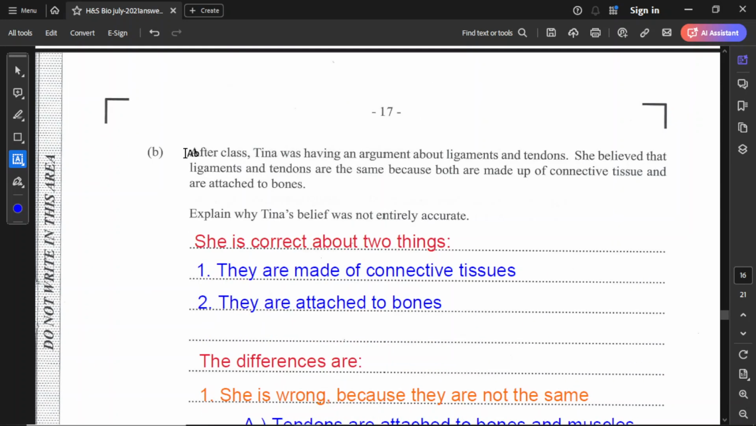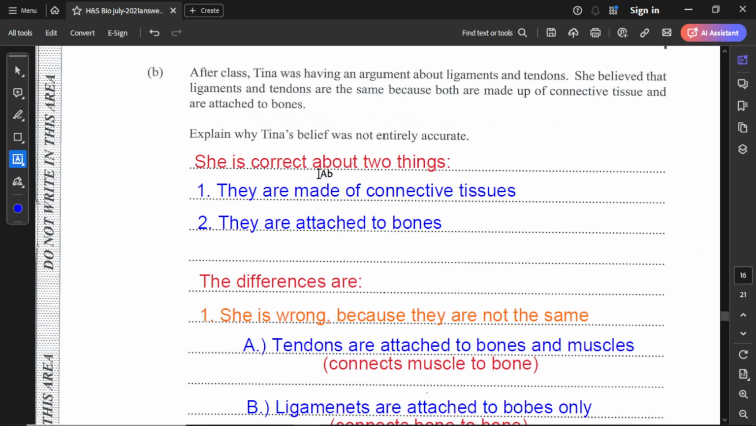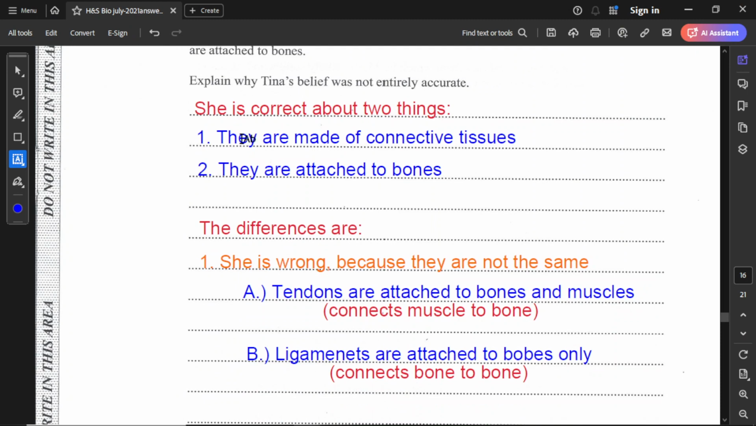For part B, it said after class, Tina was having an argument about ligaments and tendons. She believed that ligaments and tendons are the same because both are made up of connective tissues and are attached to bones. It says explain why Tina's belief was not entirely accurate. And of course, she's correct.